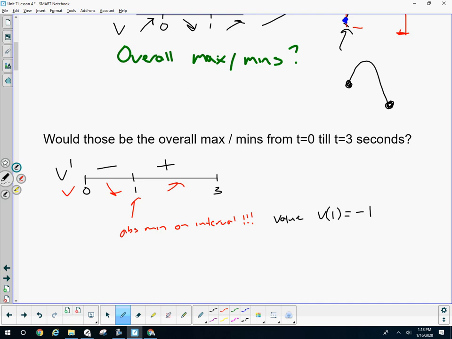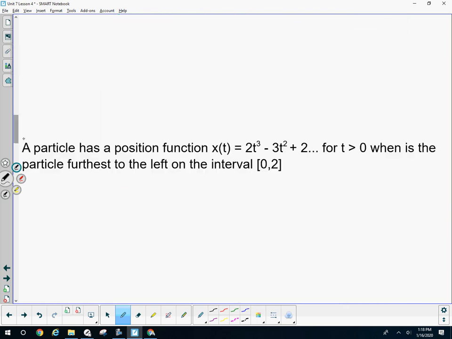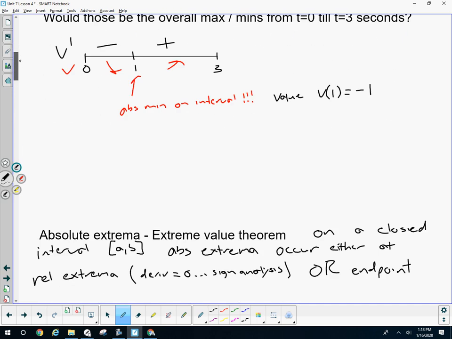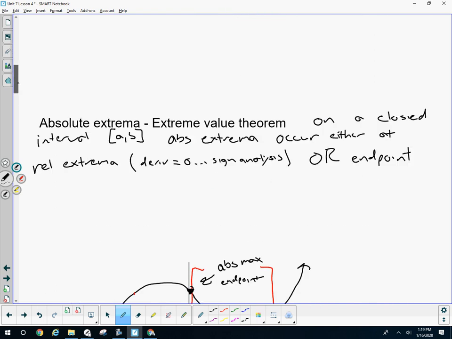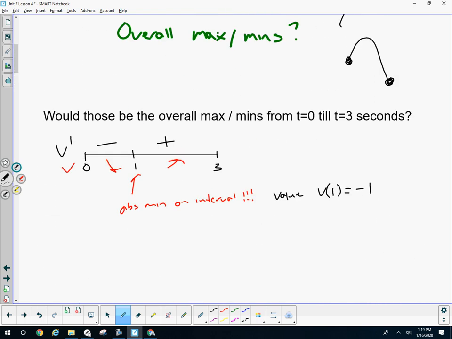Okay. Which one's my max, at 0 or at 3? You don't know. That's exactly what you need to say. You do not know how far you go down from 0 to 1 and how far you go up from 1 to 3. So right now, the absolute max is unknown. What we're going to say is, hey, we don't know, but we have two possibilities. It could either be at 0 or at 3.